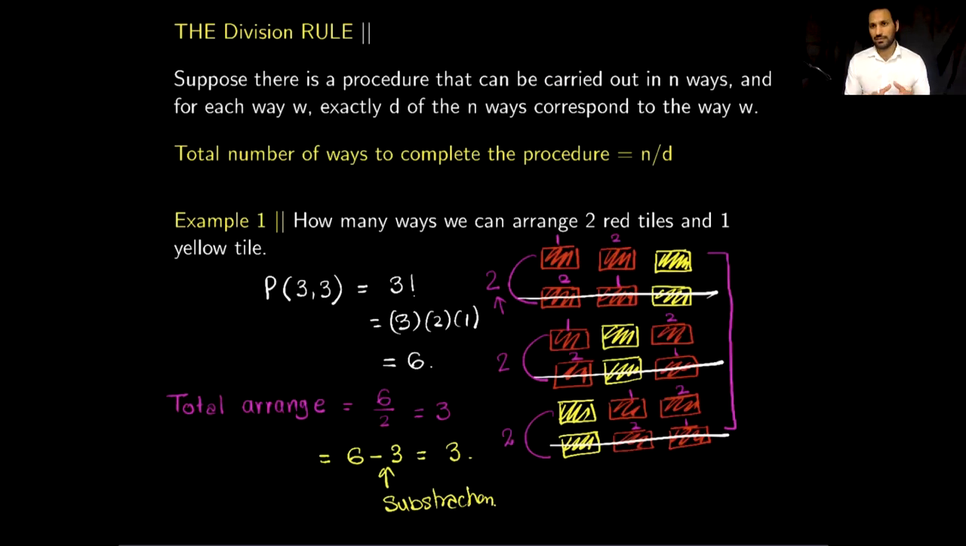So this is the reason we use the division rule instead of the subtraction rule. The subtraction rule is used in very particular examples where it is easier to find the repetitions. But if there are too many repetitions and you have to find all of them, I would prefer to use the division rule instead of the subtraction rule.